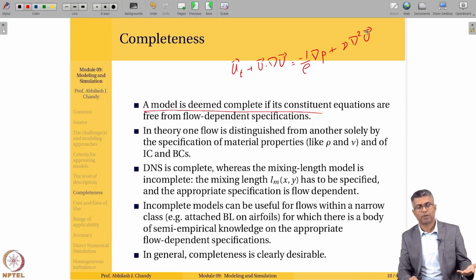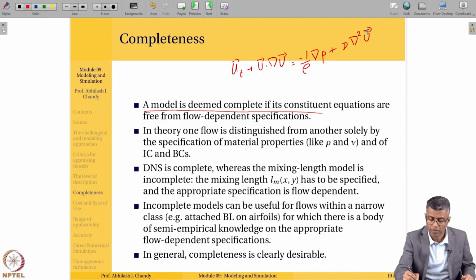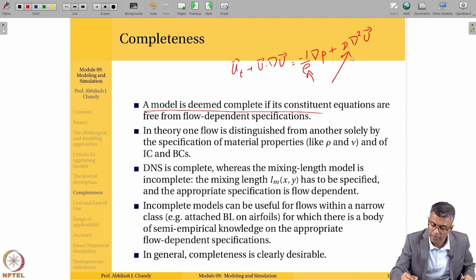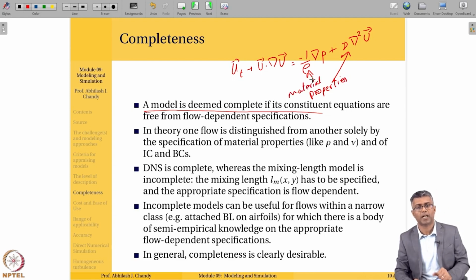Now I have the velocity field which I'm solving for, and I'll just take the Navier-Stokes equations here. Obviously pressure needs to be specified through the Poisson's equation for incompressible flow, but I'll not get into that. If I were to solve this equation like I do in a DNS, I get the velocity field for every point in space and time. The only things I need to specify in this equation are density and viscosity: material properties, rho and nu.